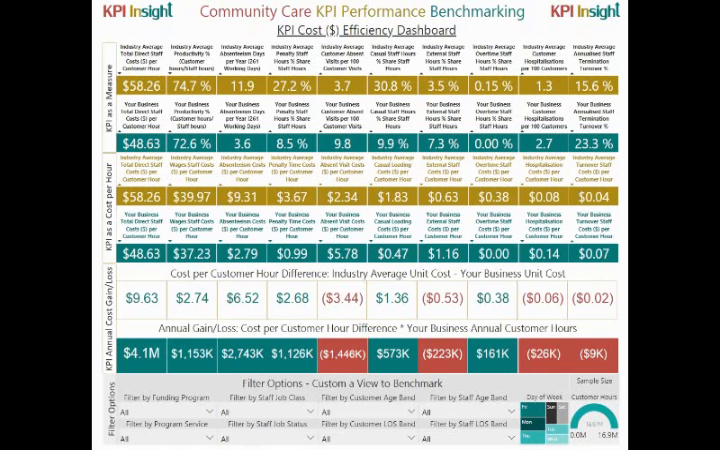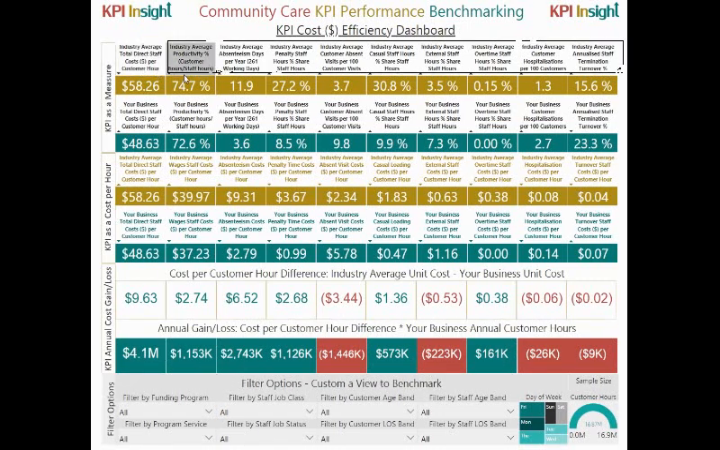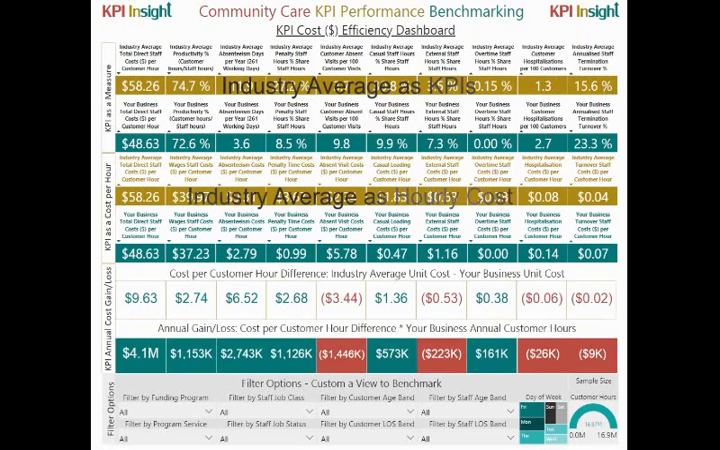When you log on, you land on the cost efficiency dashboard. Discover your gains and losses and how much they are costing you per annum. Based on these 9 community care cost drivers, benchmarked against your industry average, which is here in amber, the filtered business in green font, which is shown as your business, is saving $4.1 million per annum.